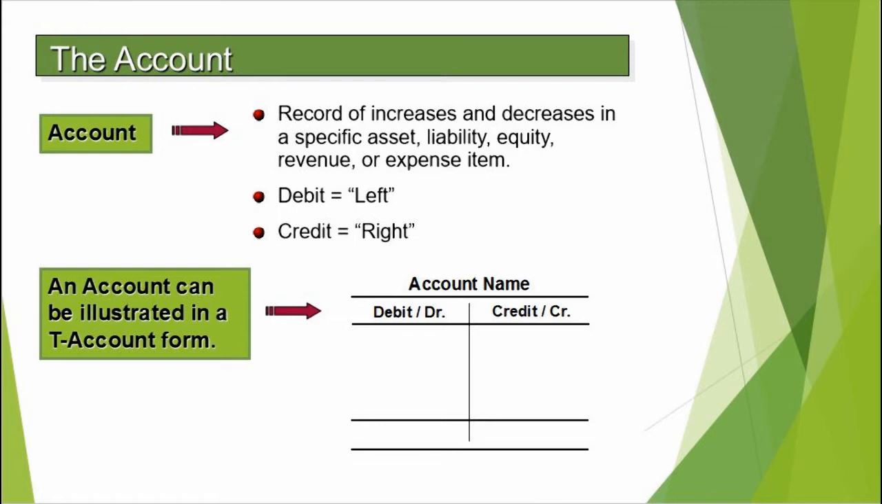Having debits on the left and credits on the right is an accounting custom or rule, like the custom of driving on the left-hand side of the road in the United Kingdom. This rule applies to all the accounts in accounting.